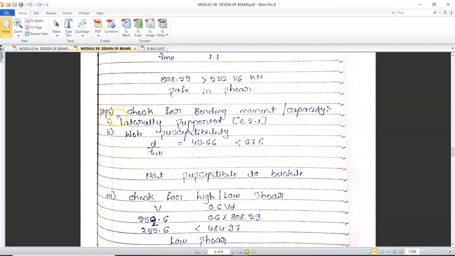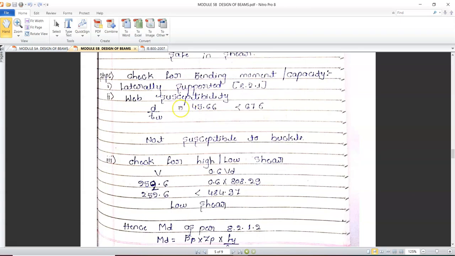Now coming to the check for bending capacity, or bending moment. Like discussed earlier, the beam is given as laterally supported. For a laterally supported beam, we refer to clause number 8.2.1. Within that there are sub clauses. We have to check whether the beam is susceptible to buckling or not. For that, you have to check the ratio D by Tw, which is already done earlier.